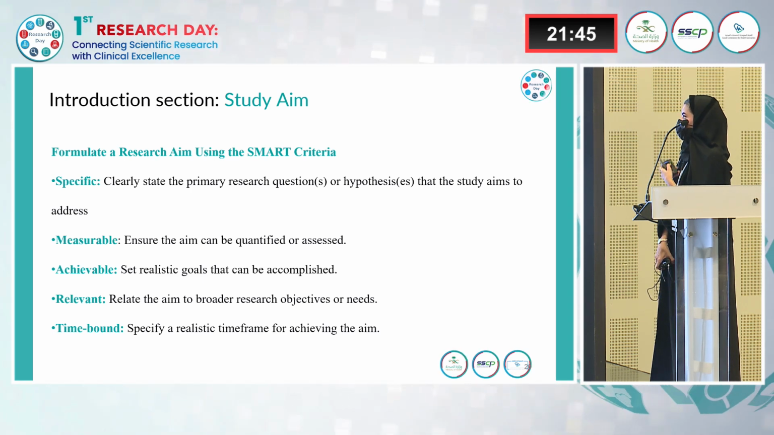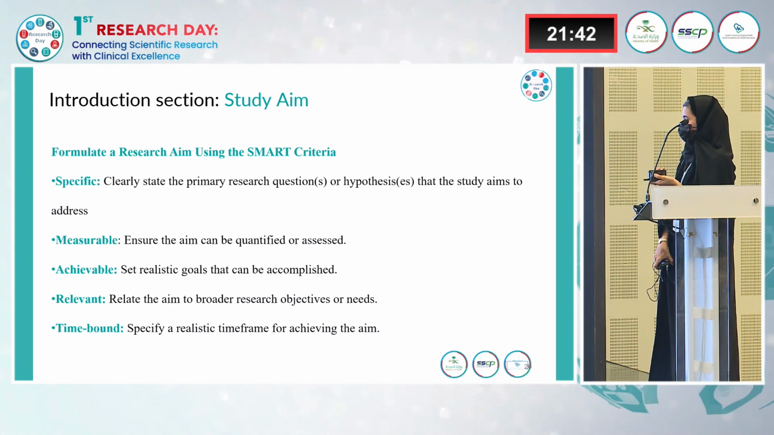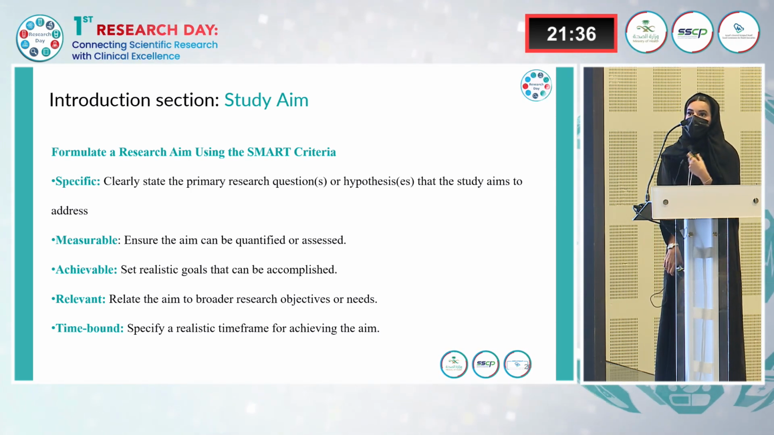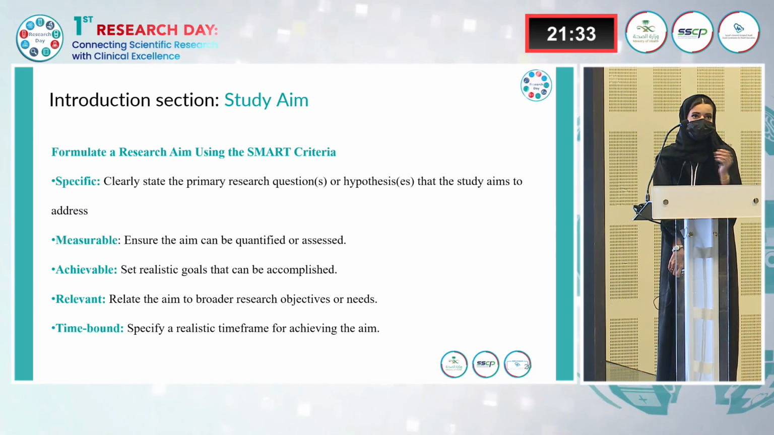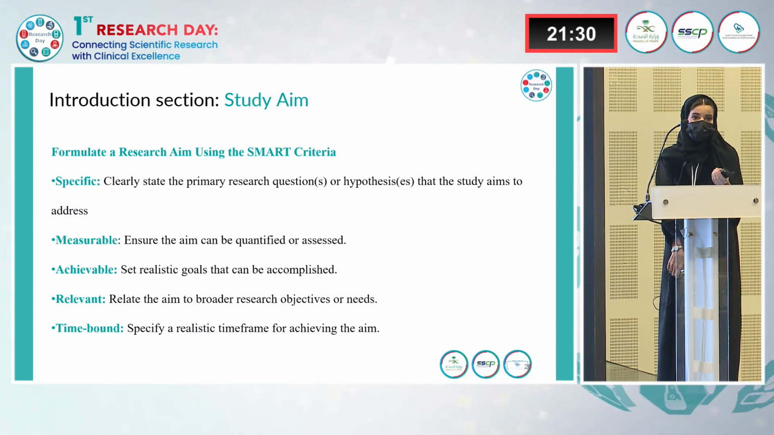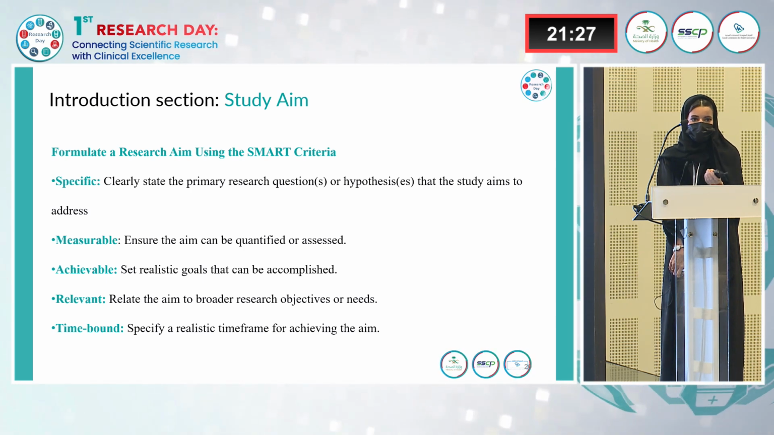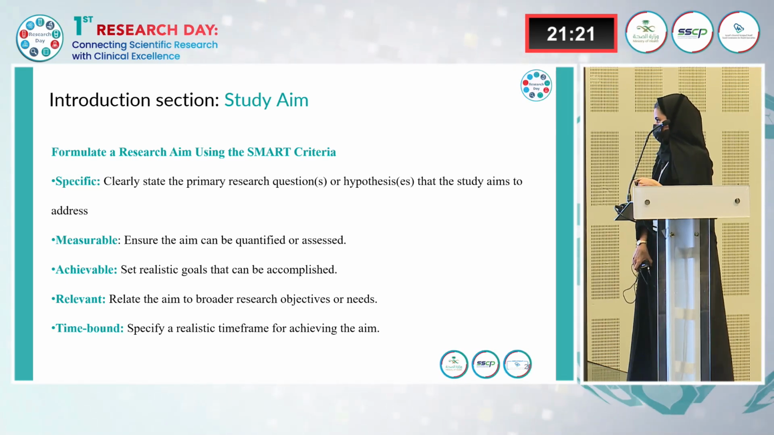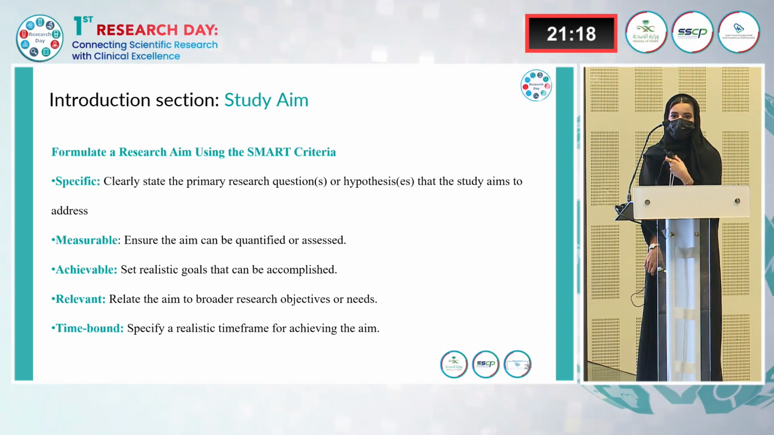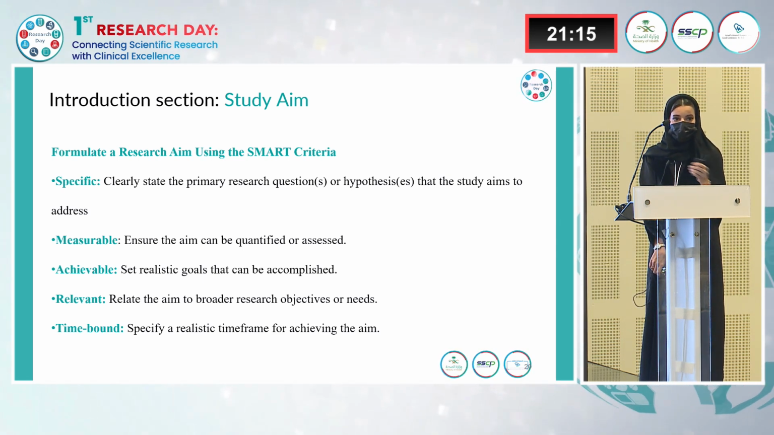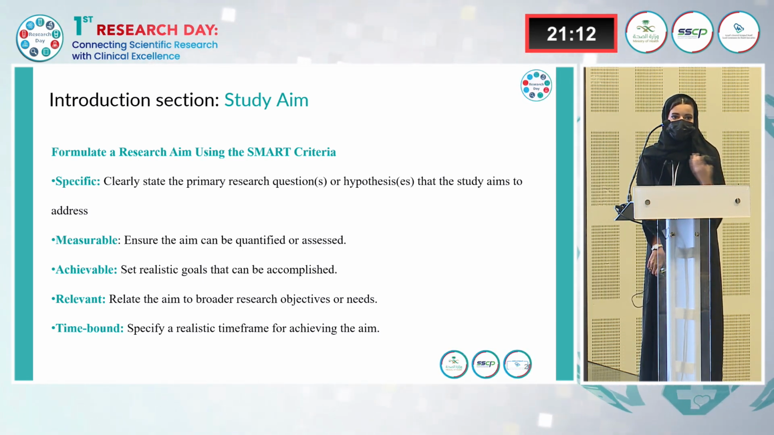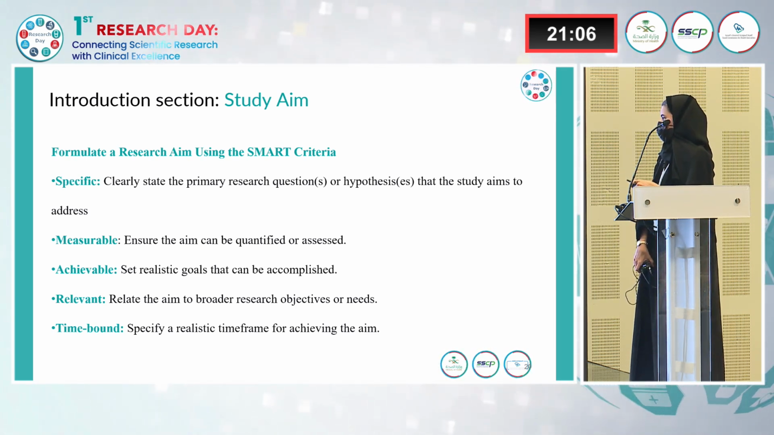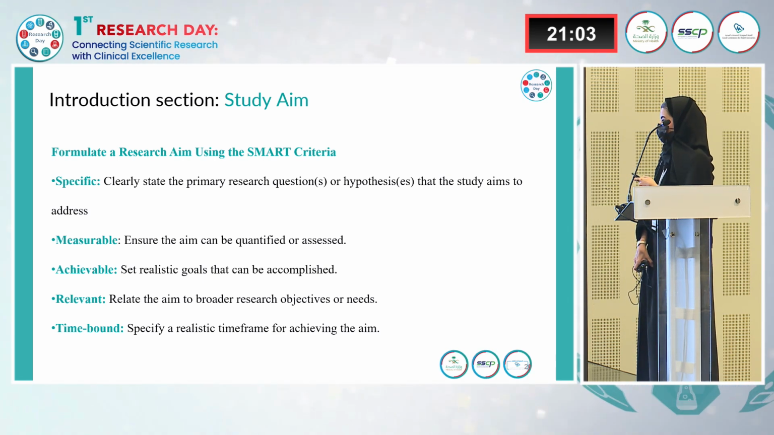Specific means it should clearly state the primary research question or hypothesis. It should be measurable and achievable. For example, you cannot aim to see how many cultures are resistant to daptomycin while your institution doesn't test for daptomycin resistance. This is not an achievable aim. You will not be able to execute the study. It should also be relevant. You should choose an aim that is relevant to current issues. For example, in infectious disease, multi-drug resistant organisms are a very relevant issue to current practice. And it should be time-bound by specifying a realistic time frame.